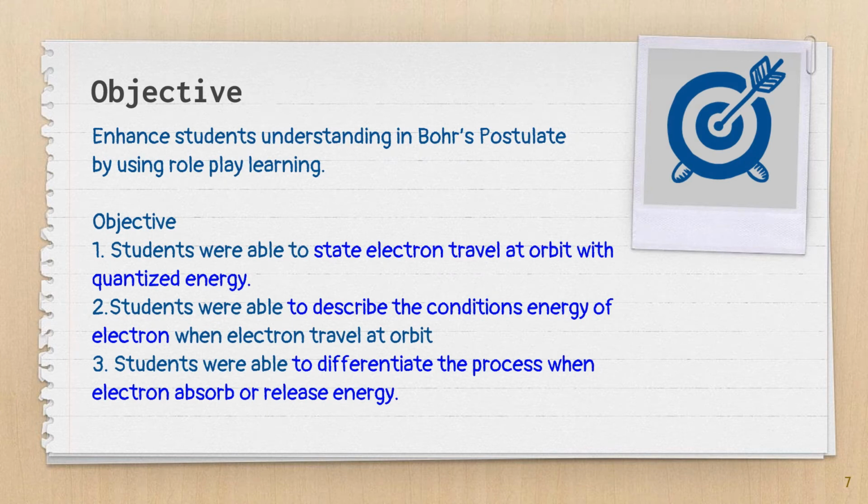Our objective is to enhance students' understanding of the Bohr postulates by using role-play learning. Objective 1: students are able to state that electrons travel in orbits with quantized energy. Objective 2: students are able to describe the condition of the energy of the electron when the electron travels in orbit. Objective 3: students are able to differentiate the process when an electron absorbs or releases energy.